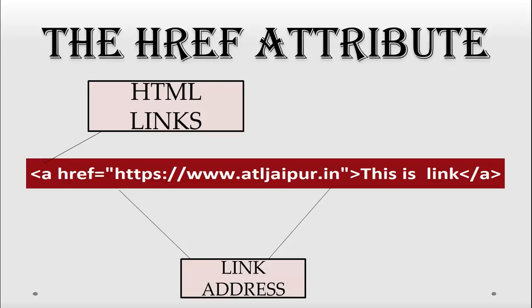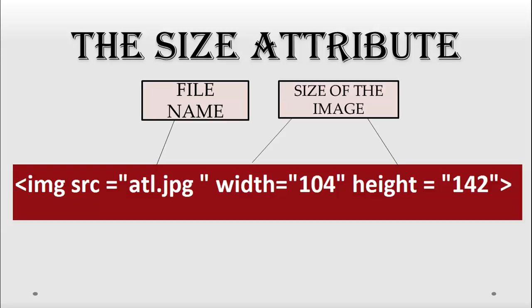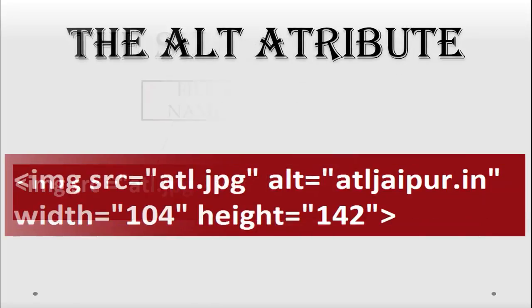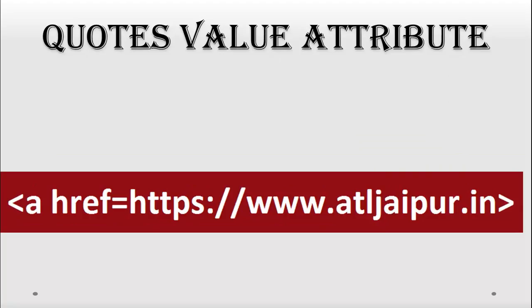Now, the next one is the size attribute. All images are defined with the img tag. The file name of the source and the size of the image, width and height, are all provided as attributes. Now, the alt attribute. The alt attribute specifies an alternative text to be used when an image cannot be displayed. Quotes around attribute values: the HTML5 standard does not require quotes around attribute values.